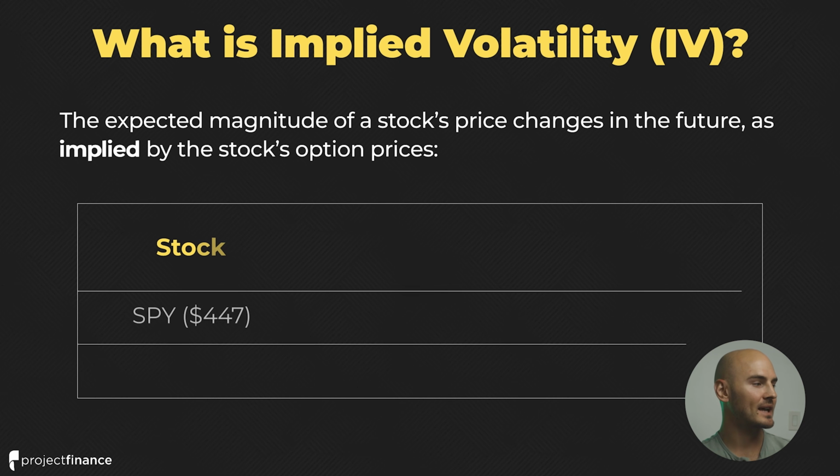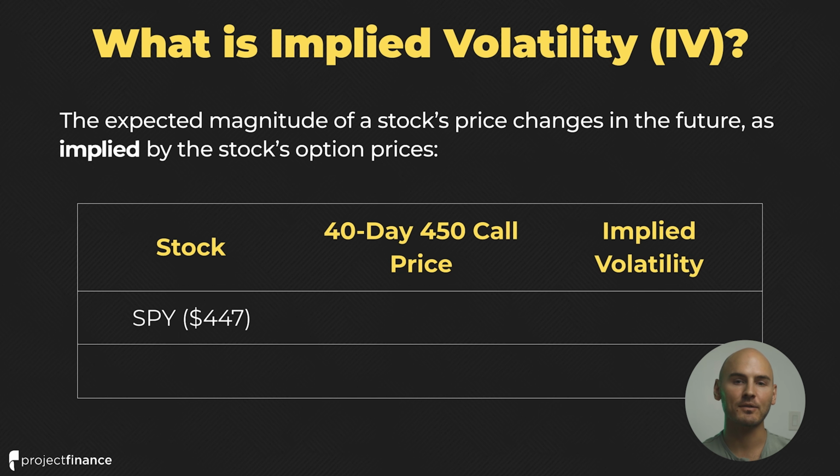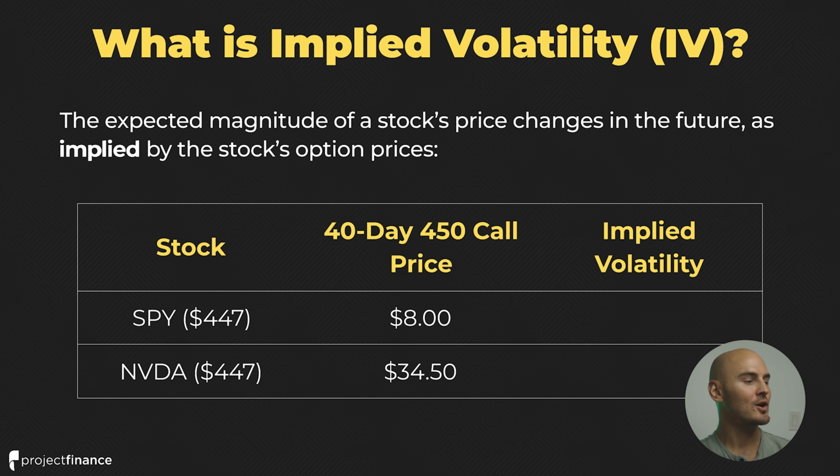For example, if we look at SPY, which is the S&P 500 ETF, and we see that SPY has a current price of $447. If we look at a 40-day 450 strike call option on SPY, we can see that the price as of this recording was $8. If we go to Nvidia, which had the same exact closing stock price as of this recording, and we look at that same 40-day 450 strike call option, we can see that Nvidia's call option is trading for $34.50.